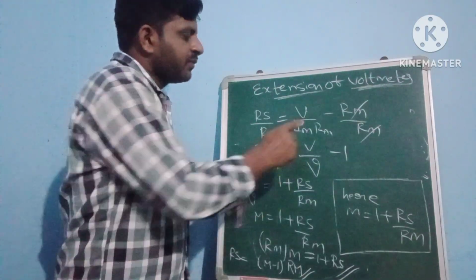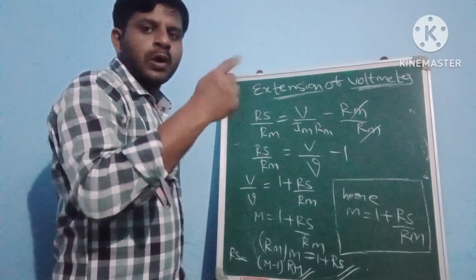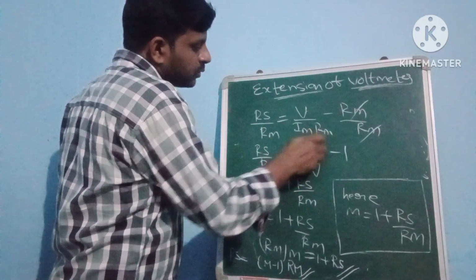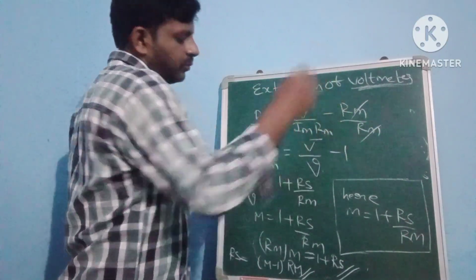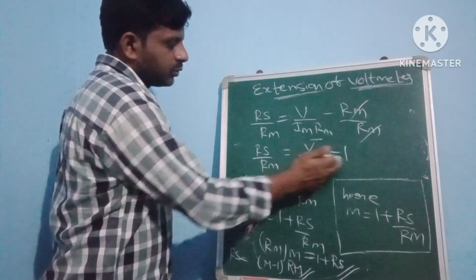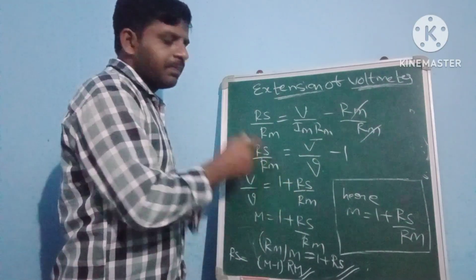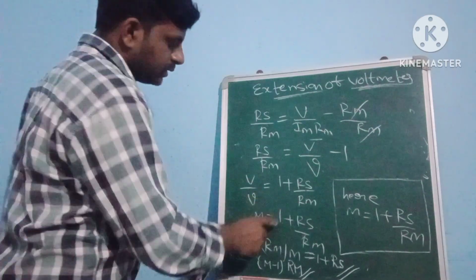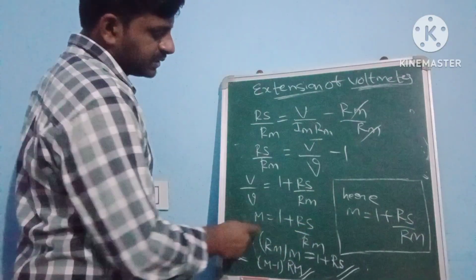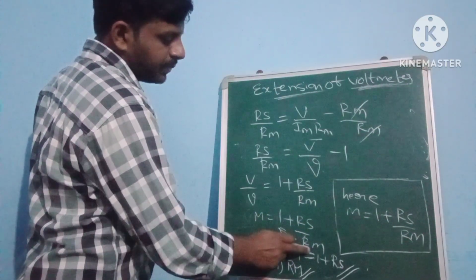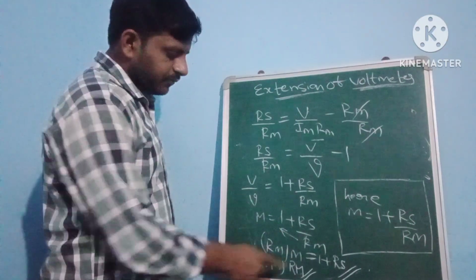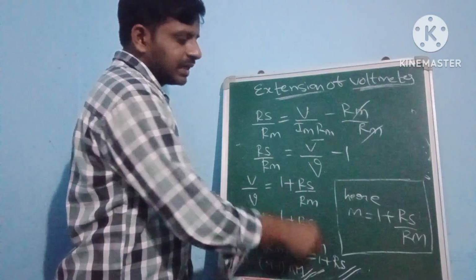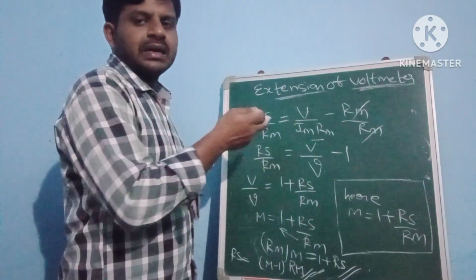Let us consider Im into Rm equal to small v. Then we get Rs by Rm equal to V by small v minus 1. Simplifying, V by small v equals 1 plus Rs by Rm. So 1 plus Rs by Rm is the multiplication factor for the voltmeter, remember that point. Therefore m is equal to 1 plus Rs by Rm. Multiplying m into Rm gives 1 plus Rs, so finally Rs equals (m minus 1) into Rm. This is the series resistance value for the DC voltmeter.